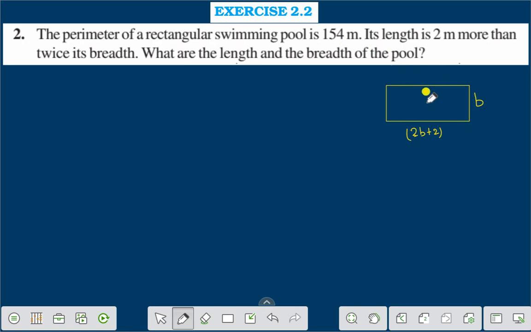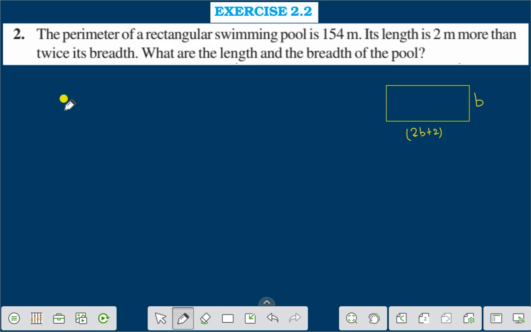Suppose this is the rectangle, the rectangular swimming pool, and the perimeter is 154 meter. Let the breadth be b. Therefore, according to the question, the length will be 2 meter more than twice its breadth. That is, the length will be 2b plus 2. This is the length.